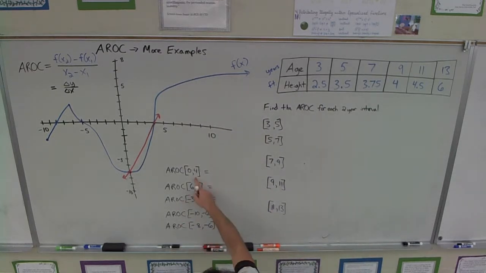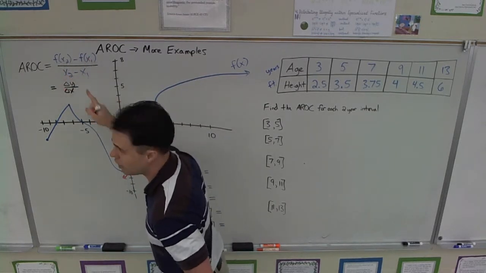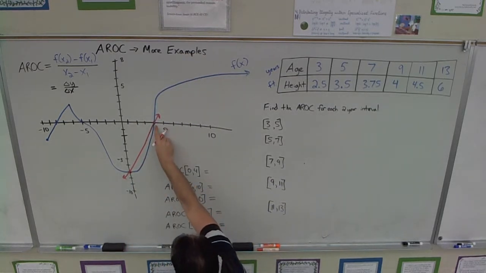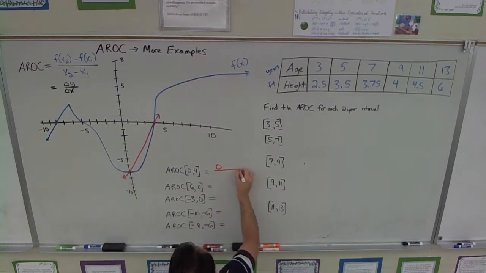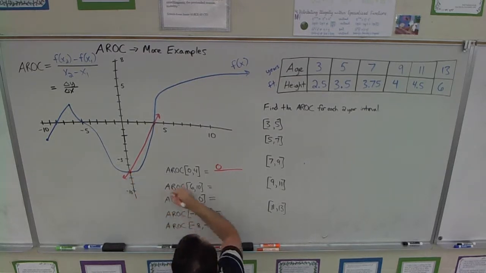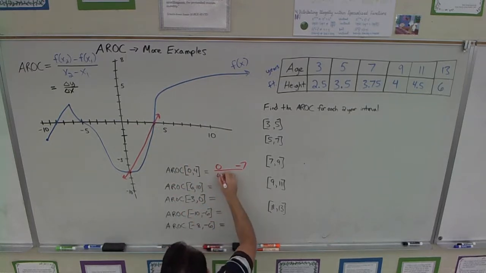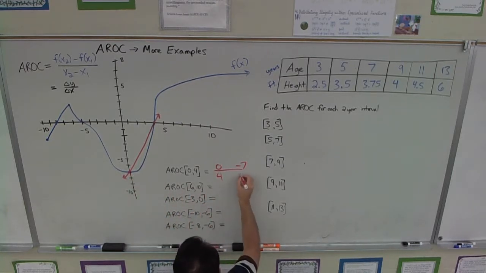So I do my y values first, and you got to go in the same order. As long as you go in the same order, like up here, you can see 2 to 1, 2 to 1. As long as you go in the same order, you're going to be good to go. So what's my y value? Let's call this point 2. My y value here is 0. My y value here is -7. My x value here is 4. My x value here is 0.